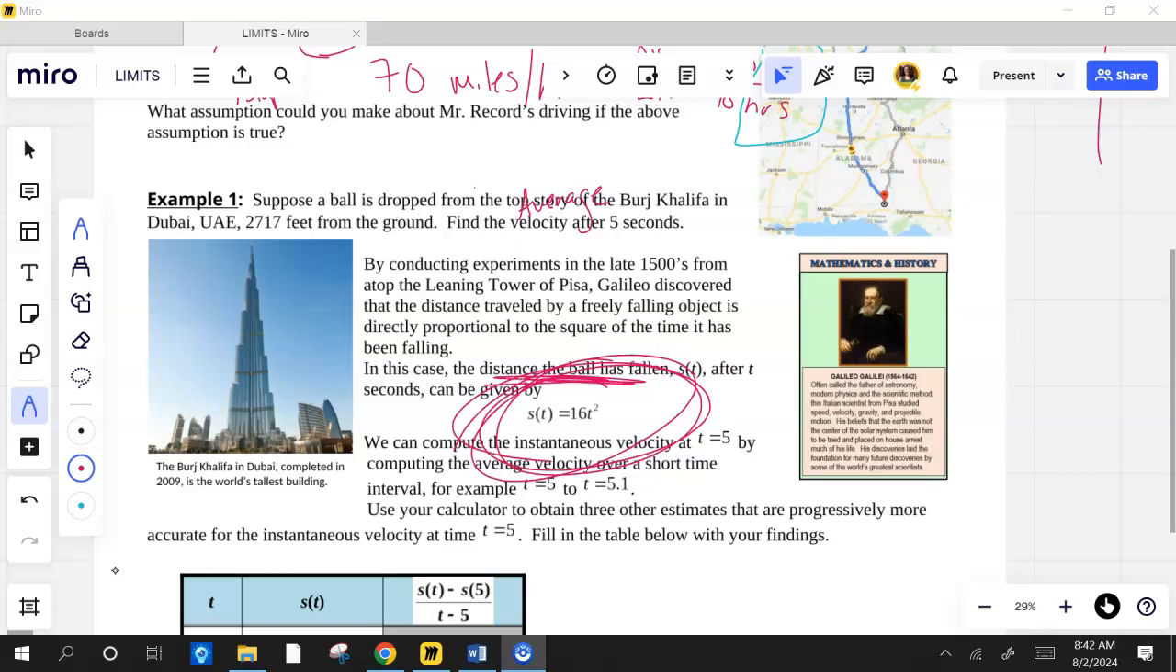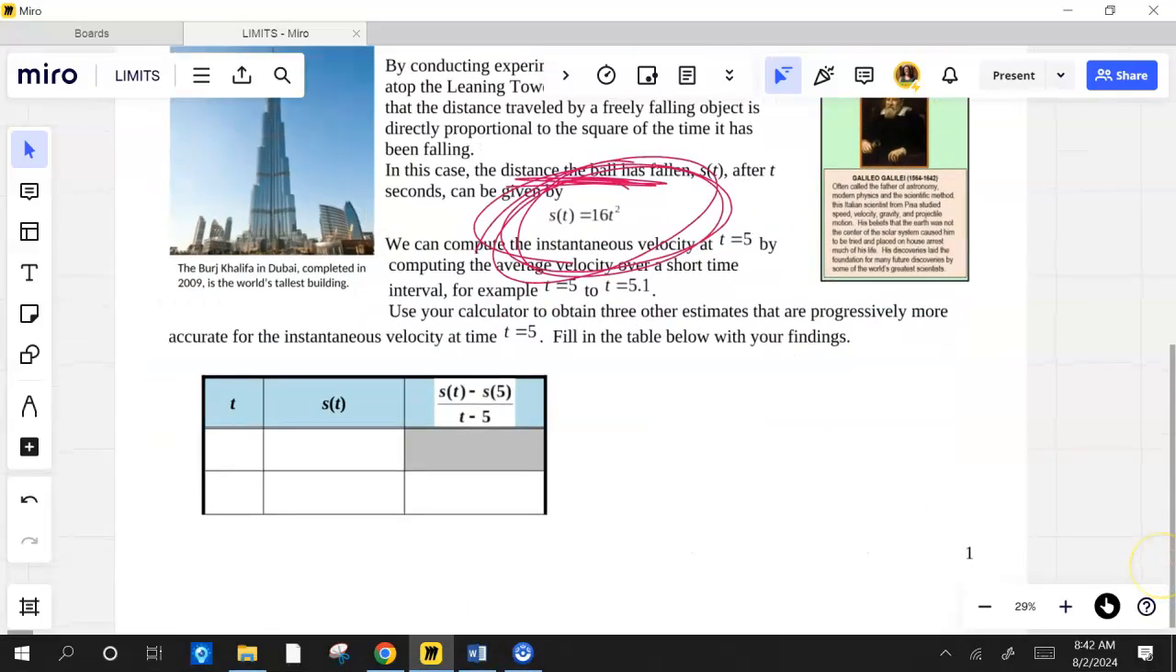16 times 25, right? Exactly. You said S of t is always position. Yes. And you'll be given the equation. What is this? 400, what was the unit? It's already not going as well as I thought. The unit is feet, yes. The unit is feet, and the time is in seconds, right?